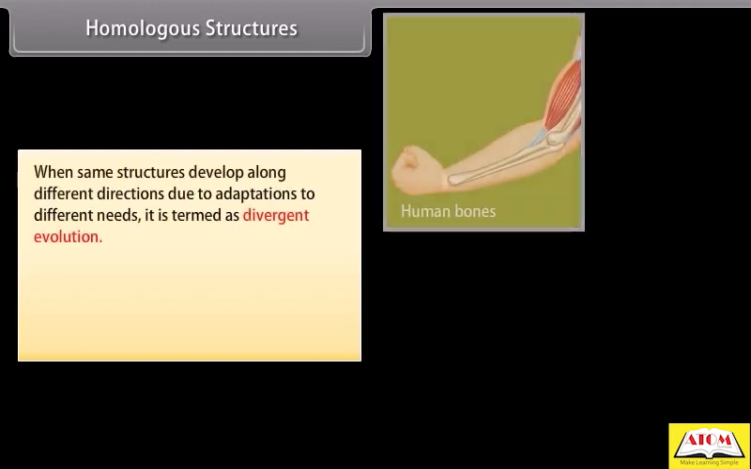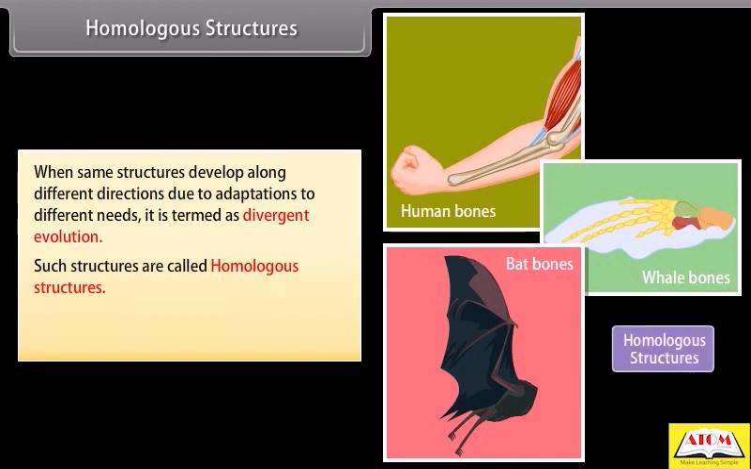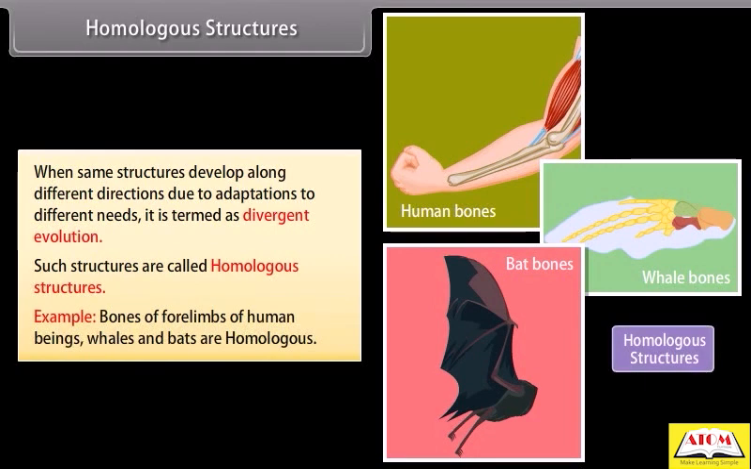Such evidence is referred to as paleontological evidence. Homologous structures. When same structures develop along different directions due to adaptations to different needs, it is termed as divergent evolution. Such structures are called homologous structures. Example: bones of forelimbs of human beings, whales, and bats are homologous.